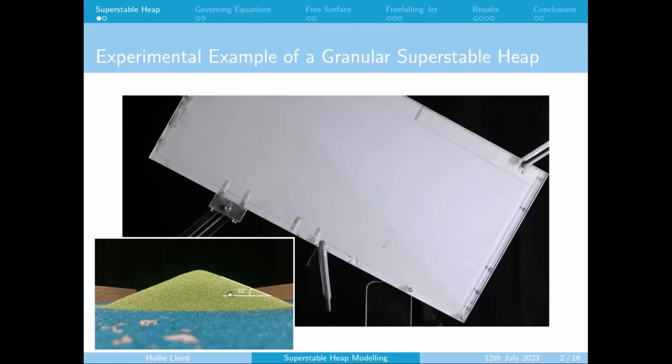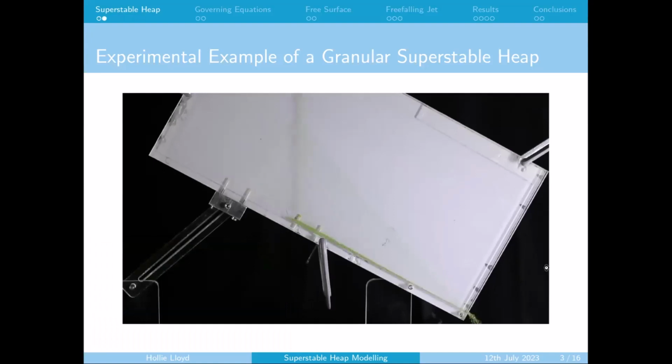So you would think that if we took a box and we inclined it to 29 degrees, then you would think that all of the material would just flow straight out of the box. But if I play this experimental video here, you can see that that's actually not what happens, and we do get this pile.